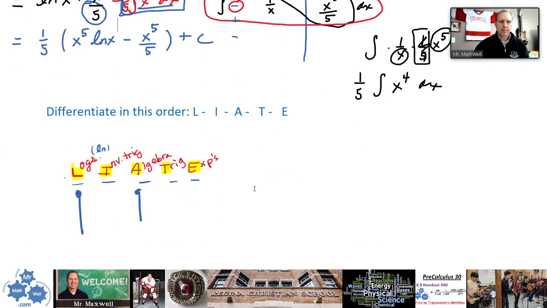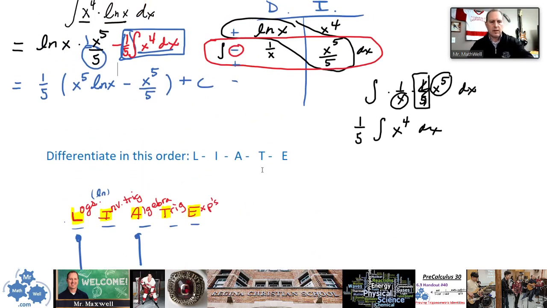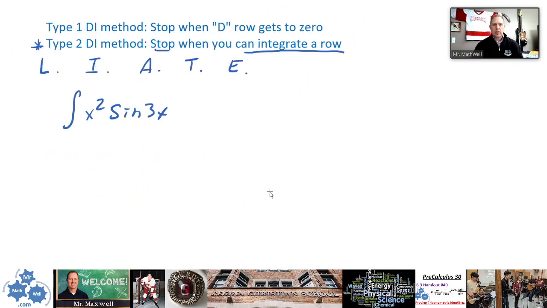All right, type 2. Okay. Let's do another one. So here's another example here. The integral of x squared times sine of 3x. Okay, this is very similar to one we did before. I don't think we did the x squared here before. So what we're going to do is we're going to try and figure out which one we should put in the D column and which one we should put in the I column.